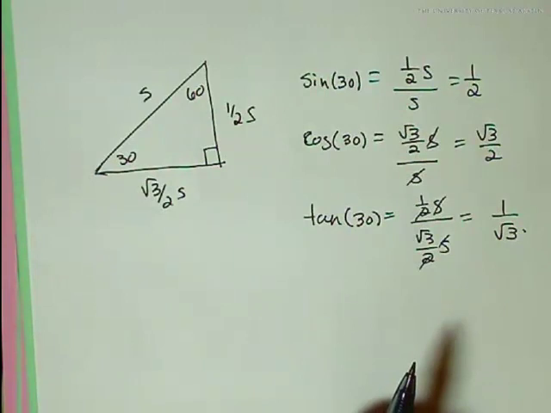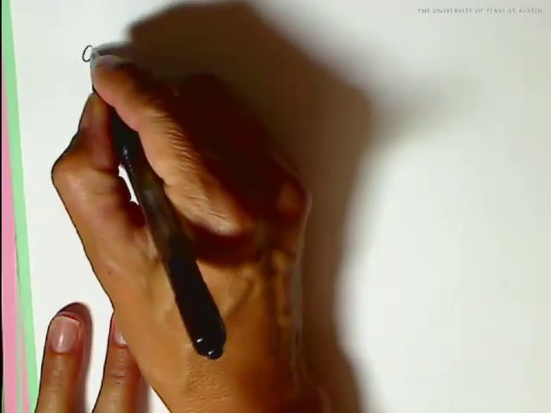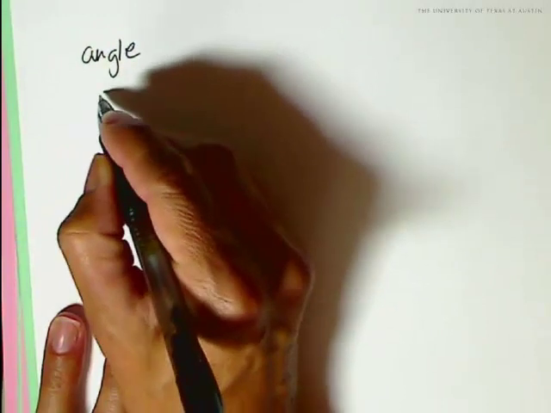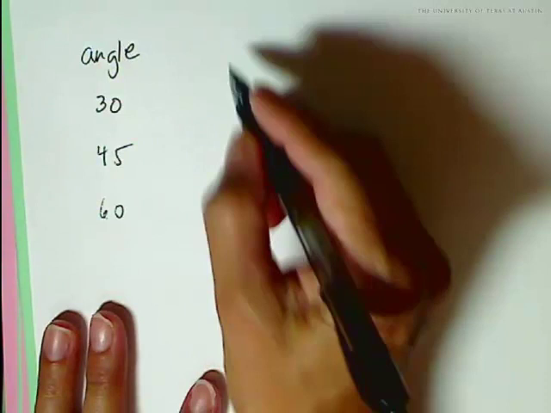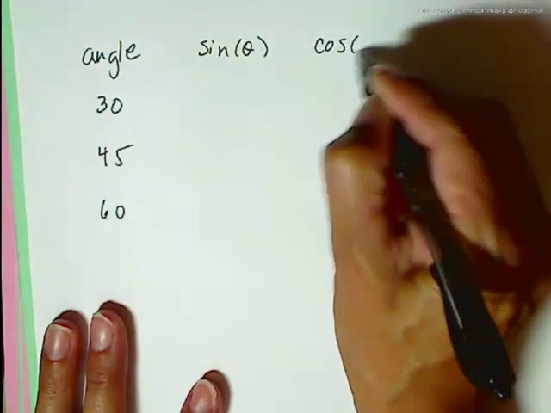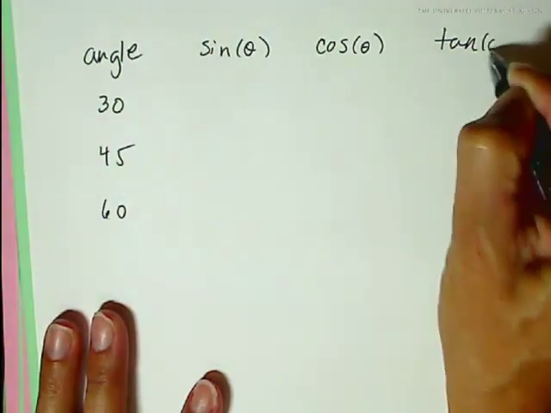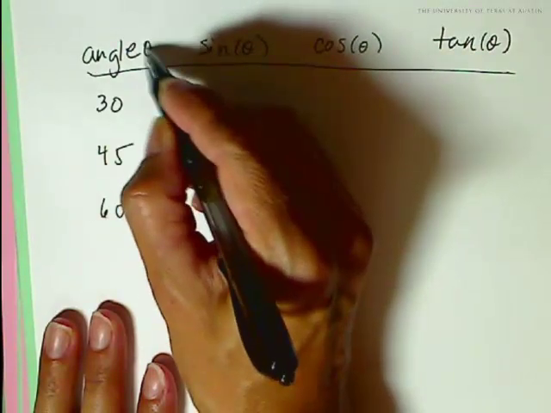Now, those are some really important triangles and their ratios. And you should be able to construct a chart to organize that information. And your chart should contain this. So given your angle, we looked at 30 degrees, 45 degrees, and 60 degrees. You should be able to find the sine of that angle, cosine of that angle, and the tangent of that angle. So our angle is theta.